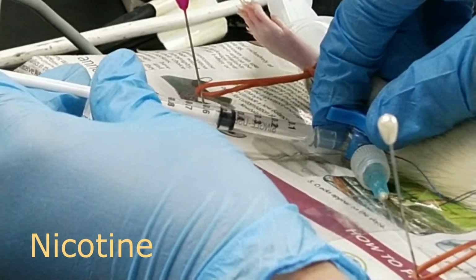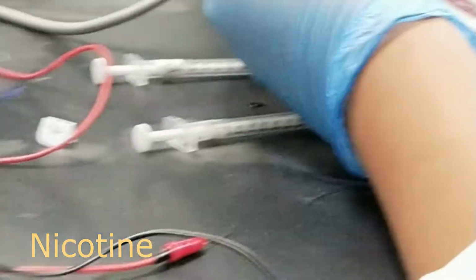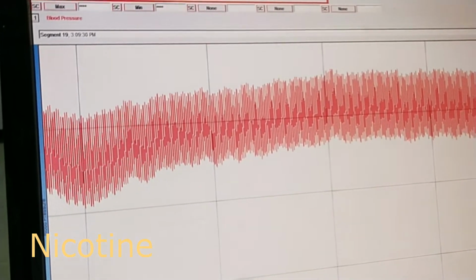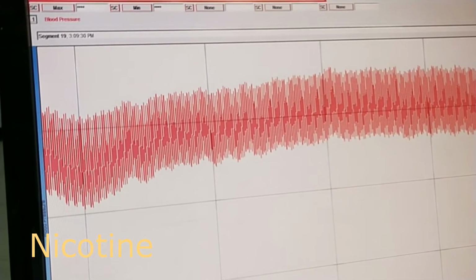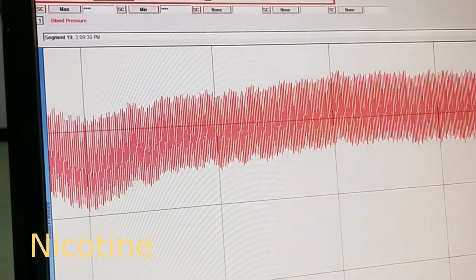As usual, we need to monitor the blood pressure through the screen. After the injection of nicotine, you can see that the blood pressure is slightly increased compared to the normal blood pressure.